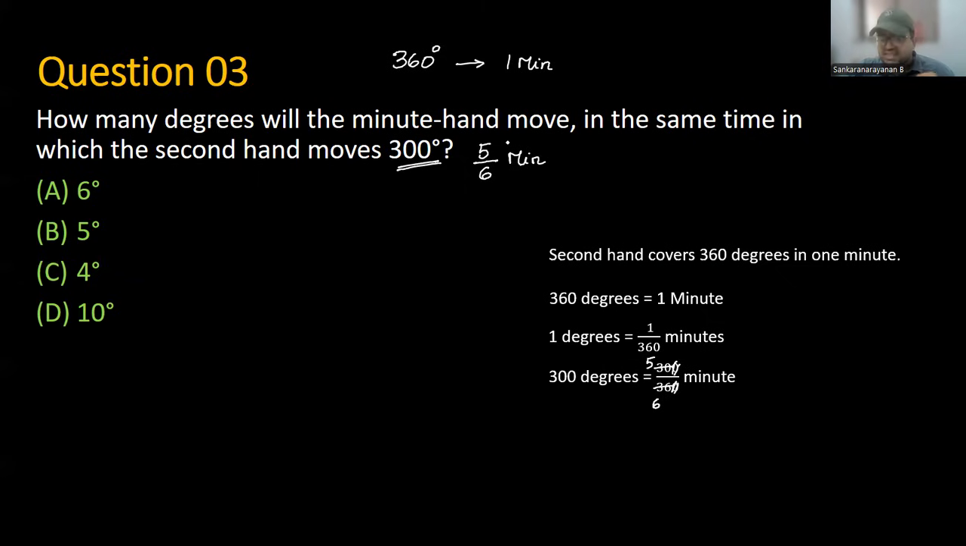Now the question is, the minute hand in 1 minute will cover 6 degrees. But here we are not considering 1 minute. We are considering only 5 by 6 minutes, right?